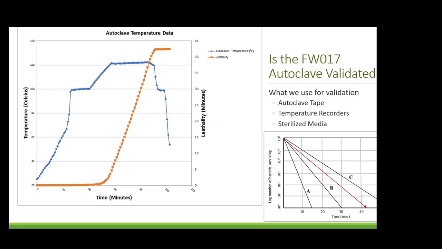On the graph, the accumulated lethality is displayed. This is an equivalency value that can be used to calculate the death of organisms as discussed earlier. The thermal death curve appears on the bottom right corner of the screen. If A, B, and C represent different types of organisms instead of different temperatures, then our autoclave would theoretically kill all of organisms A and B, but not organism C.